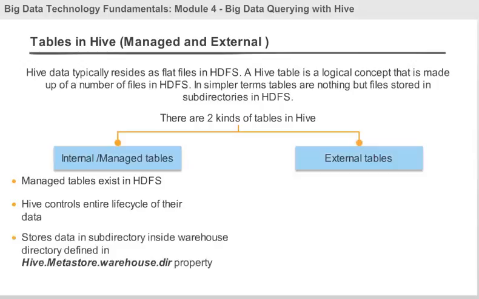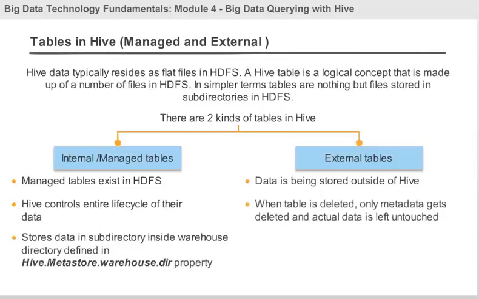External tables reference remote data that is stored outside of Hive. With external tables, there is no need to move data into the Hive warehouse directory. The schema and metadata are loosely coupled with the actual data. When an external table is deleted, only the metadata gets deleted. The actual data is left untouched. This is like deleting a shortcut icon for an application on your computer's desktop.